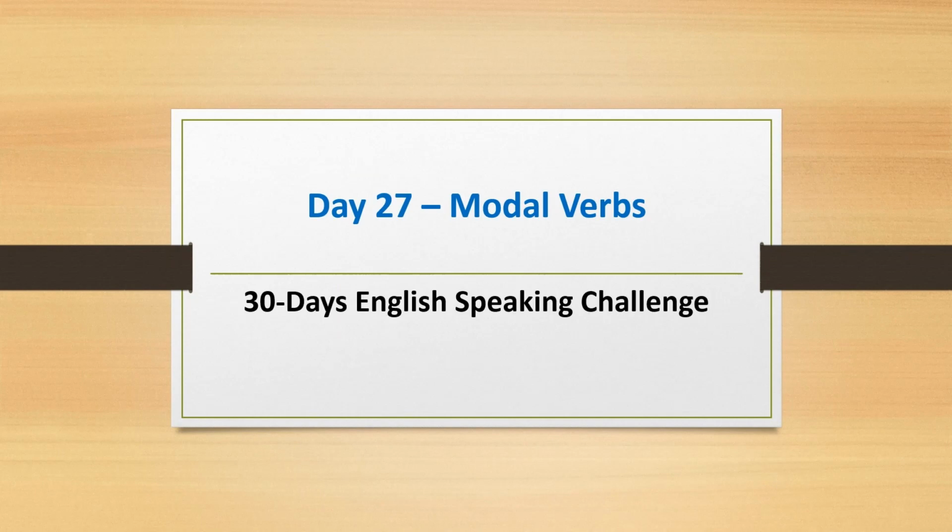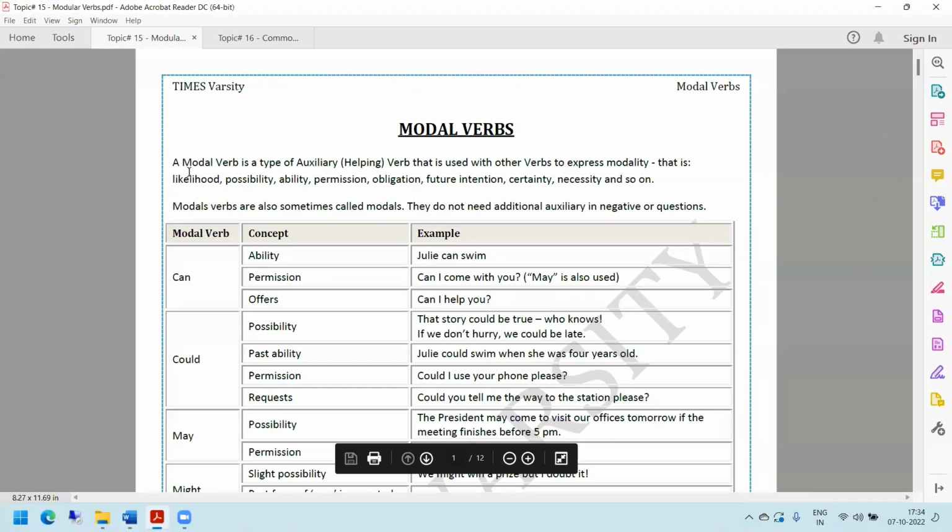In this video, you will learn modal verbs in the English language. A modal verb is a type of auxiliary verb. Auxiliary means helping verb that is used with other verbs to express modality, that is likelihood, possibility, ability, permission, obligation, future intention, certainty, necessity, and so on.